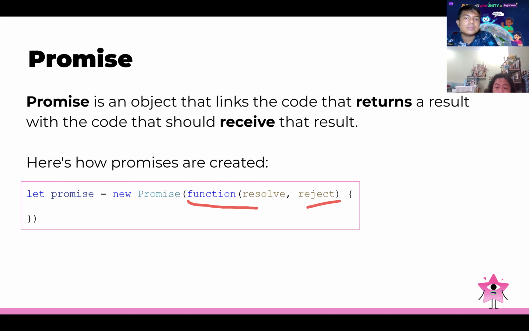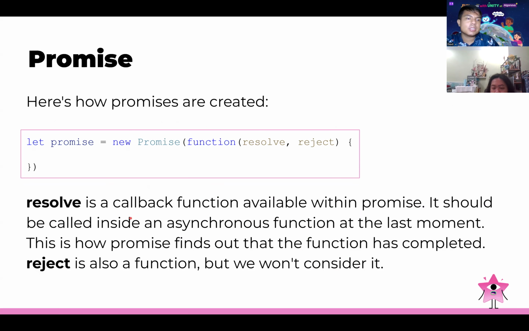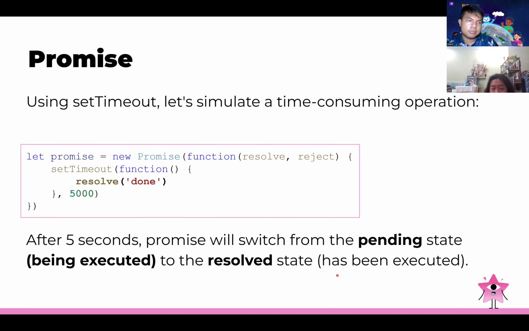Okay, so continue. Now, resolve is a callback function available within promise. It should be called inside an asynchronous function at the last moment. This is how promise finds out the function has completed. Reject is also a function, but we won't consider it, because it depends on the function itself.